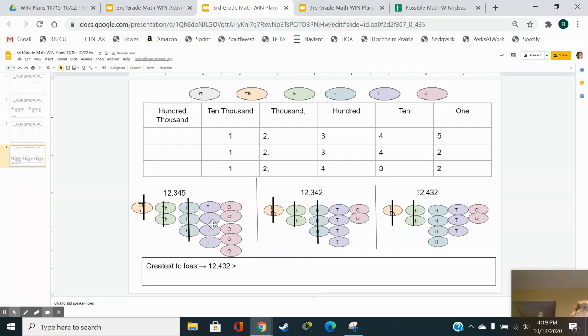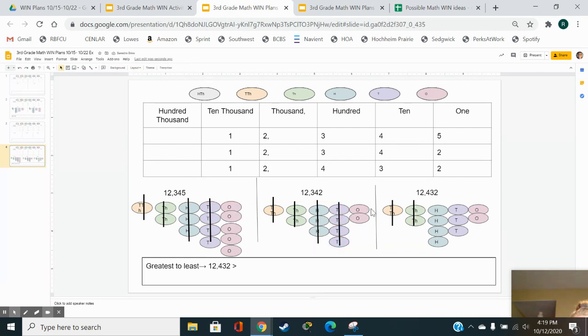I come to my tens, 1, 2, 3, 4, 1, 2, 3, 4. Well, that's the same number. So again, that doesn't really help me very much to decide which number is bigger. So I'm going to go ahead and cross them off. So there go all those tens, and there go all of these tens. So now I'm left with my ones.